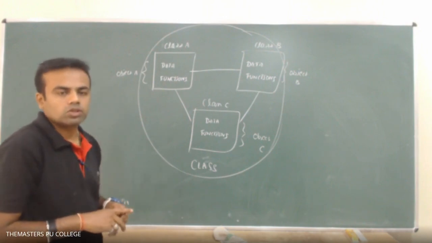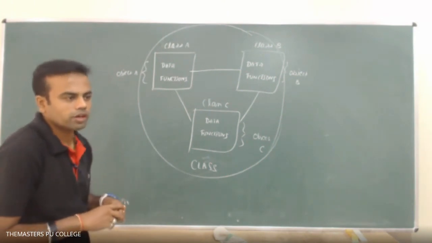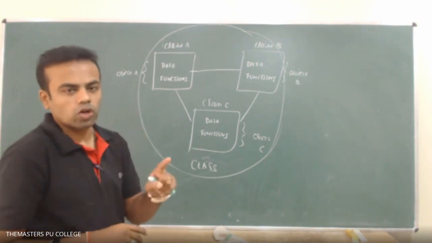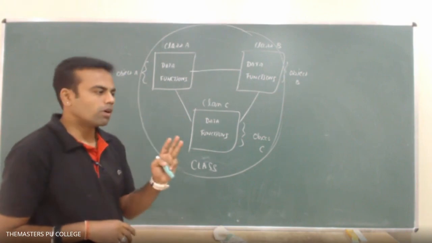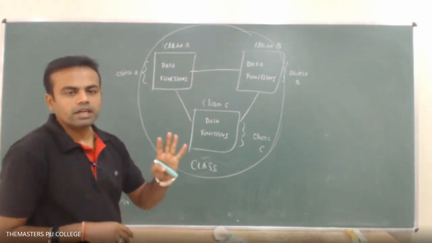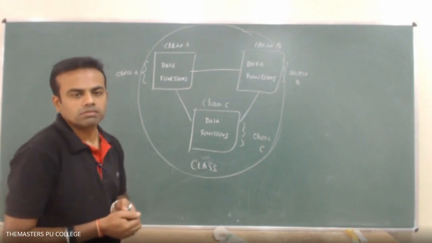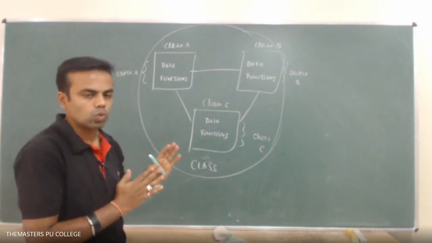Tomorrow we will discuss the characteristics of OOPS. There are 7 characteristics of OOPS: modularity, data encapsulation, polymorphism, inheritance, data binding, and message passing. So there are totally 7 features, and we will discuss them one by one.